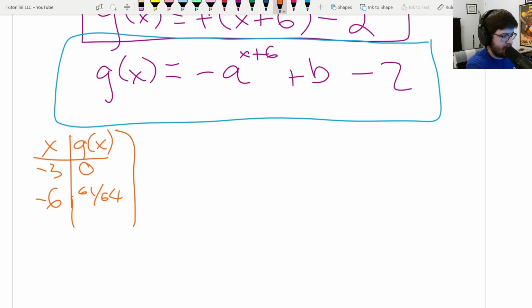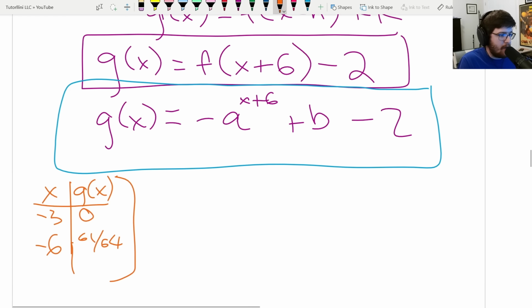So what we're going to do is try to think, which point should we use first? Well, I'm tempted to really plug in that (-3, 0), but you see what happened, guys. If we plug in -3 for x, the a and b are both still there, so we can't really solve for anything. But if I put in the -6, then that exponent will go away and something will happen. So let's see what happens there.